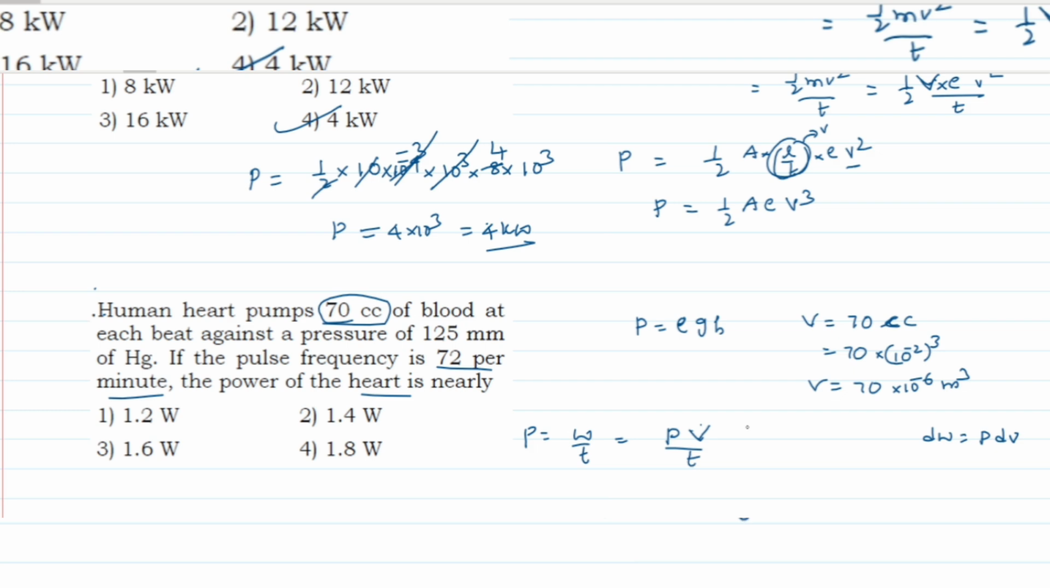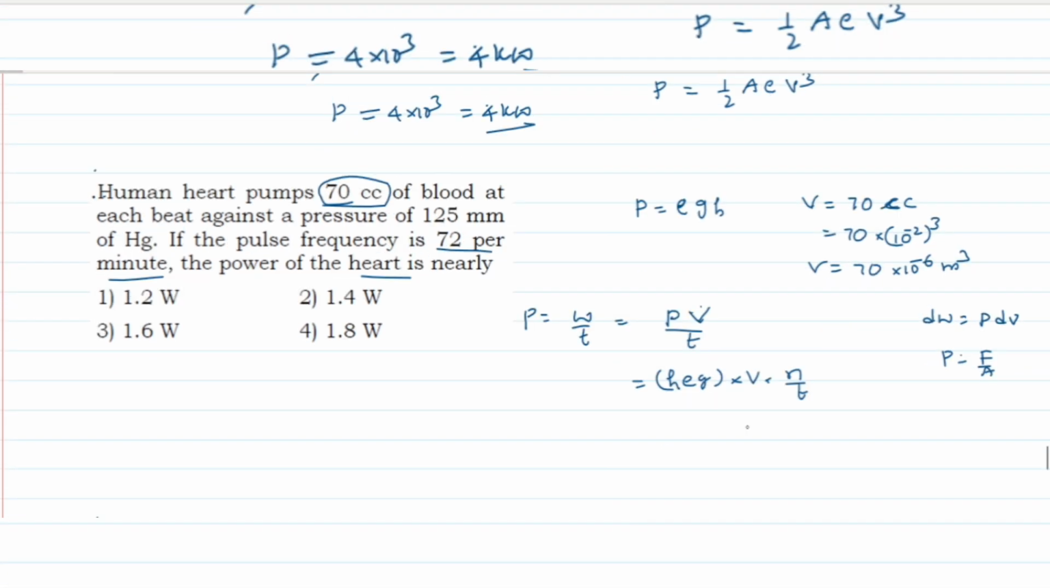So in terms of pressure and volume, the power formula is P into dV by T, or V by T. Pressure is force by area, so P is H into rho into G, into volume by T. 1 by T is the number of beats per minute, the frequency given. So number of beats N by time.